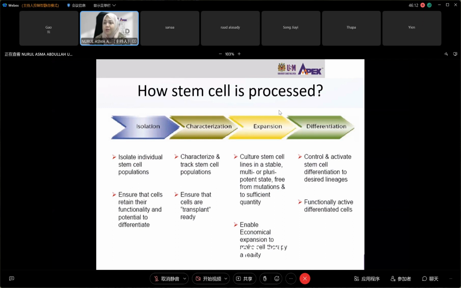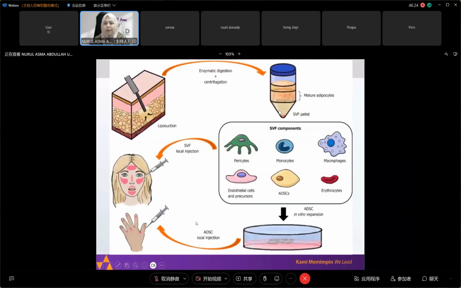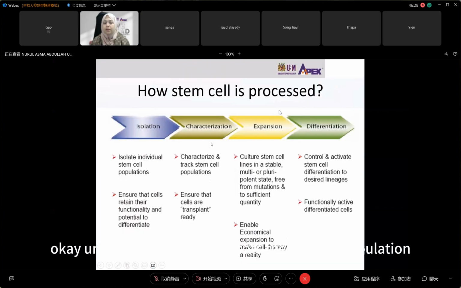When we isolate the cells, the first thing that we have to do is to confirm they are stem cells. How do we confirm they are stem cells? We have to do the characterization. Characterize and track the stem cell population.